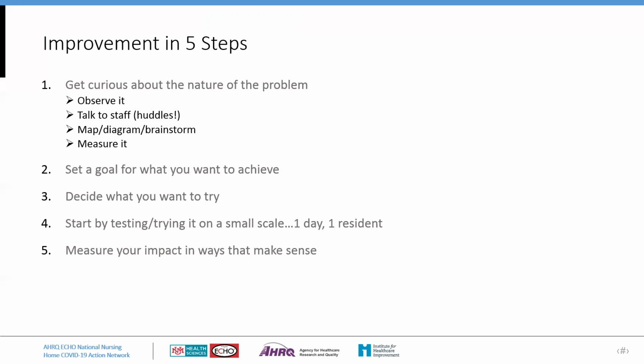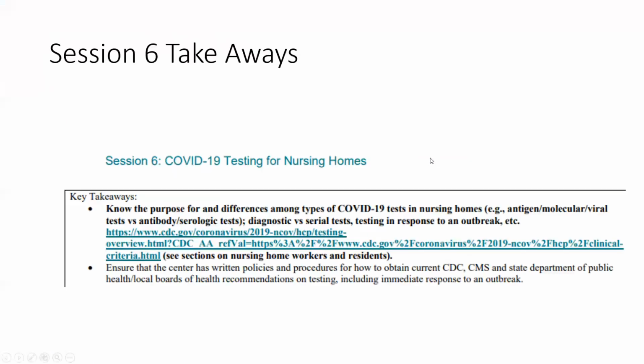And then we share those data. So the 5 steps are understanding the problem by observing it, talking about it, and then setting a goal. What are we trying to achieve? How are we going to do so in step 3? And then doing small scale testing. Maybe it's a pilot of a few days, maybe it's a few individuals, and then measuring your impact and then sharing and disseminating those data.